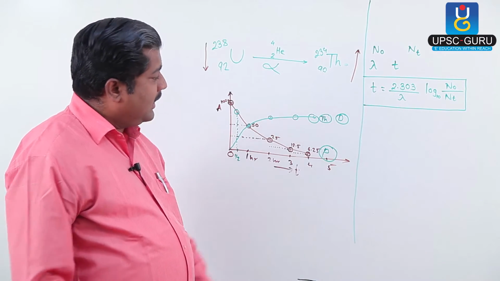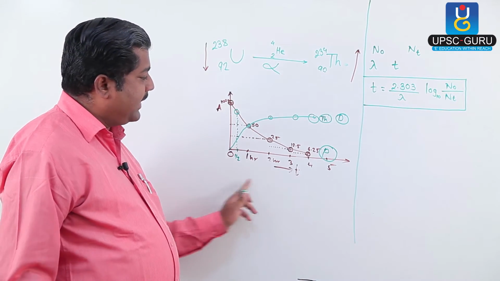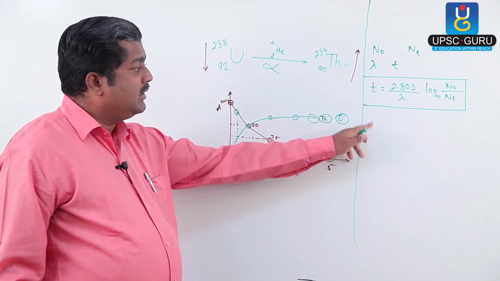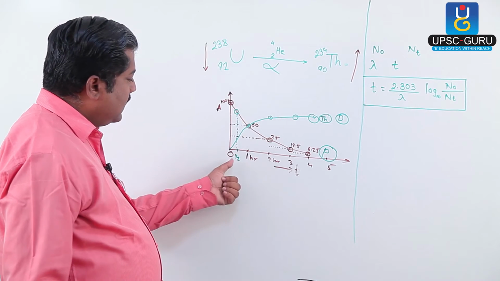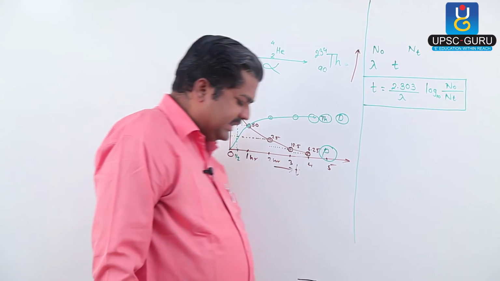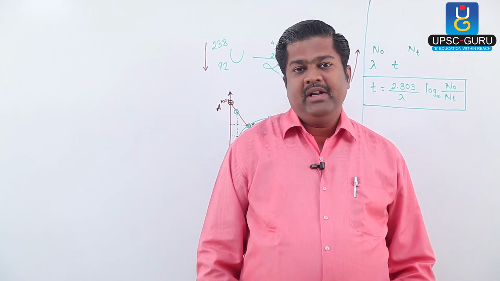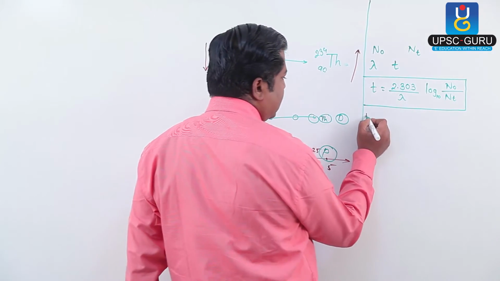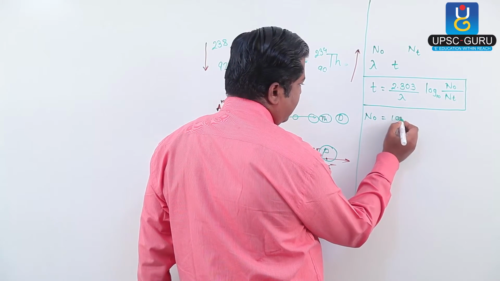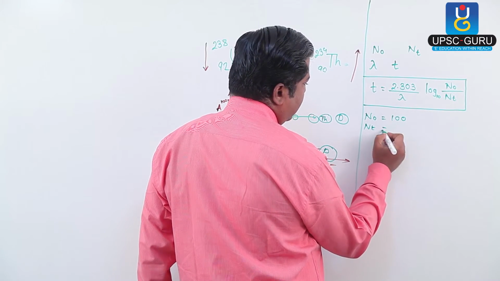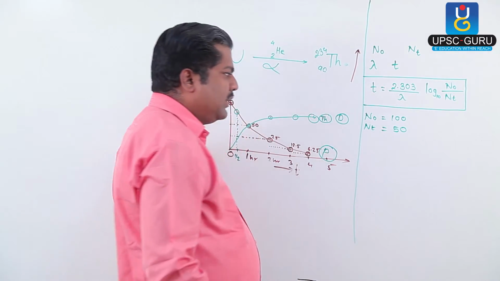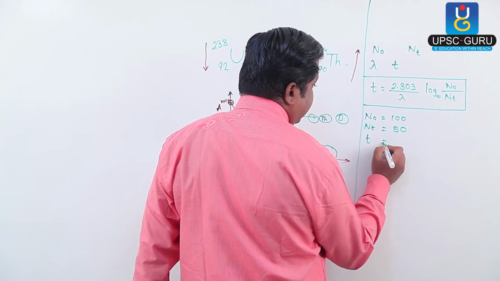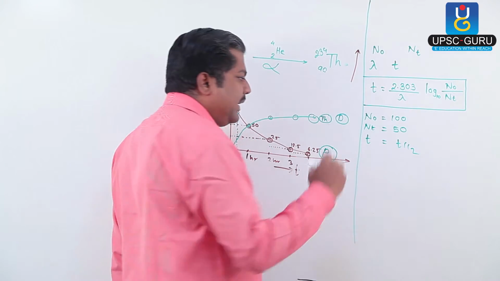Now here I have to explain half-life period on the basis of this equational way. So half-life period, what definition is there? Time taken by an element to reduce to half of its initial activity. That means here my N0 is 100, NT will be half of it, so NT must be 50. Then that time is called the half-life period.